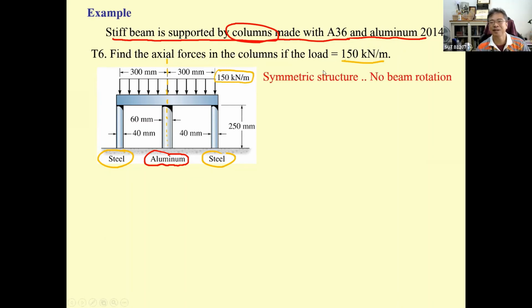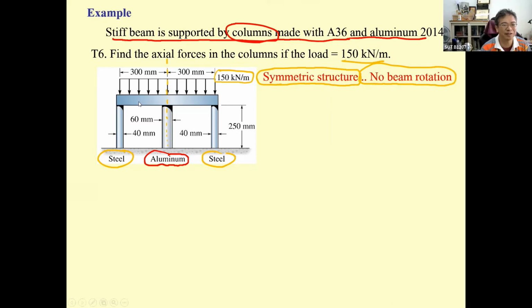So the symmetric structure, the problem over here will be different from the previous one. I'm showing you this because one year we taught you the previous example, and another year we used this one as the examination problem. A lot of students were confused, and didn't notice that this structure is symmetric. What it means is the beam is going to undergo equal displacement.